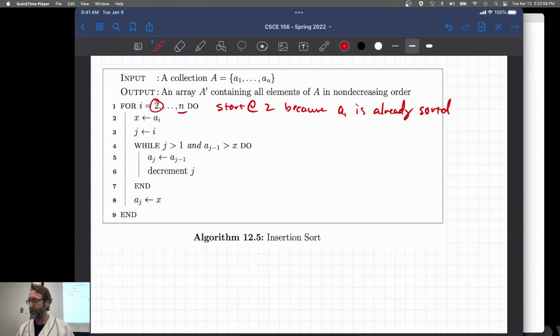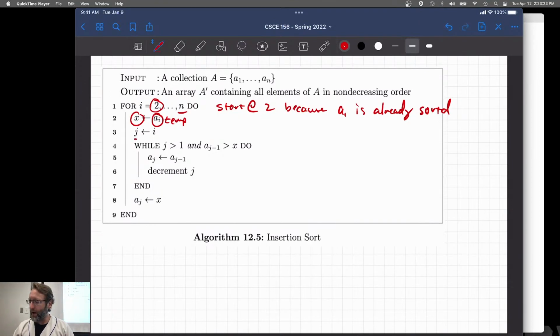Okay? What I'm doing here is creating a temporary variable because I don't actually want to swap them, right? What I'm going to do is I'm going to shift things over. So I take the ith element, right, and I put it into this temporary variable that I call x, so that I'm always comparing x and I don't have to talk about a sub I anymore, right? It's much easier that way.